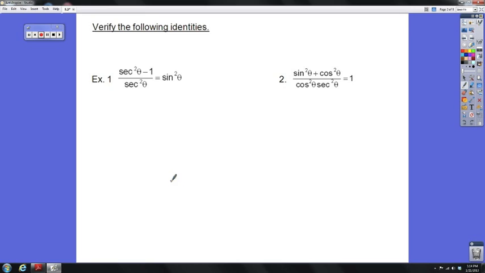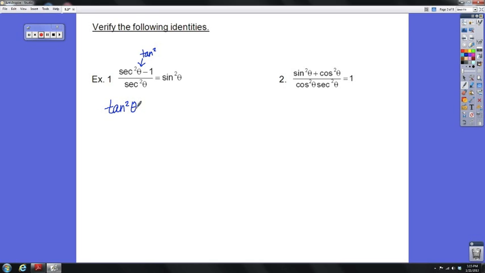So looking at number 1, we want to try to verify that the left-hand side equals the right-hand side. So I want to start with what looks like would be the most complicated side, and obviously the left-hand side looks more complicated than the right. So looking at the left, I see that secant squared minus 1 in the numerator. If you look on your green sheet, this right here is tangent squared. So this is tangent squared.